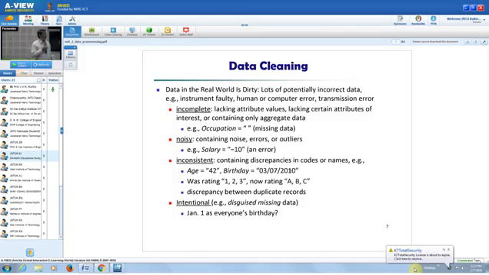And inconsistent: age is 42, but your birthday says something else. Rating is 1, 2, 3 in one place, and at some other place the rating is A, B, C. So 1 is to be mapped to A, 2 to B, and 3 to C. Then intentional errors: January 1 as everyone's birthday. They made 1st January everyone's birthday because they just want to intentionally play around with the date.